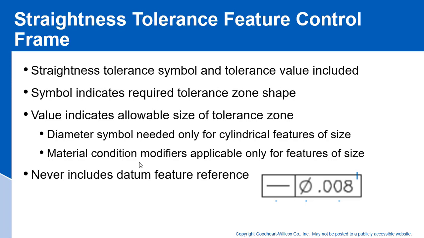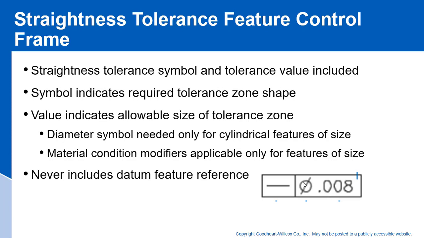Okay, let's talk about the feature control frame for a straightness tolerance. Straightness tolerance symbol and a tolerance value included. Here's an example. We've got a straightness tolerance symbol and the tolerance value included. The symbol indicates the required tolerance zone shape. Here's my required tolerance zone shape.